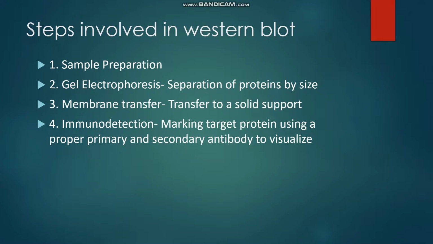Steps involved in Western blot. 4 steps are mainly involved. Sample preparation, that is we need to get cell homogenate from the tissue. Second step, gel electrophoresis for the separation of proteins based on molecular size. Third step, membrane transfer. The band should be transferred to a solid support, that is nitrocellulose membrane. Fourth step, immunodetection, that is marking target protein using a proper primary and secondary antibody to visualize the presence.